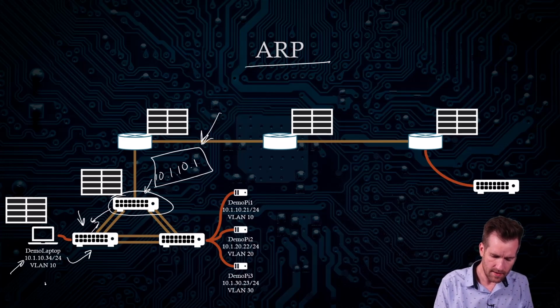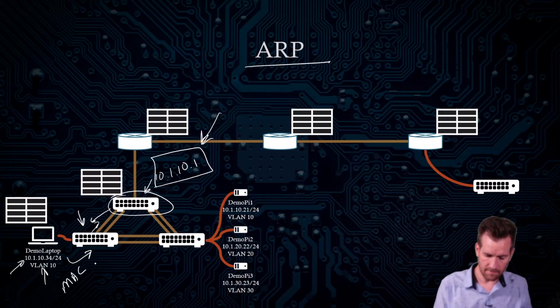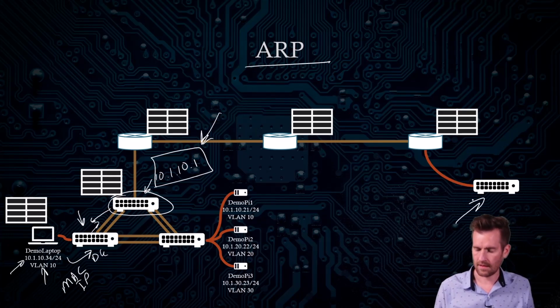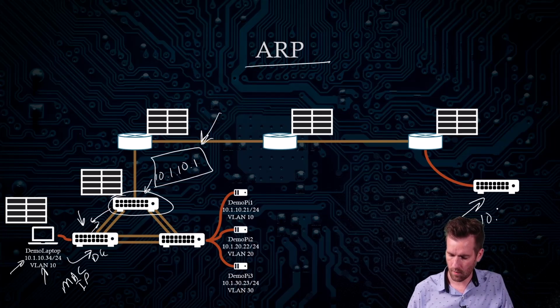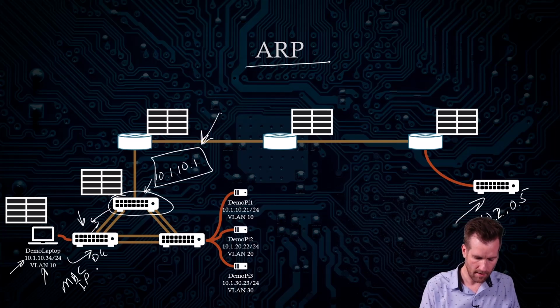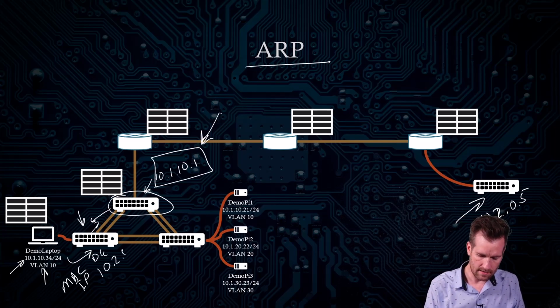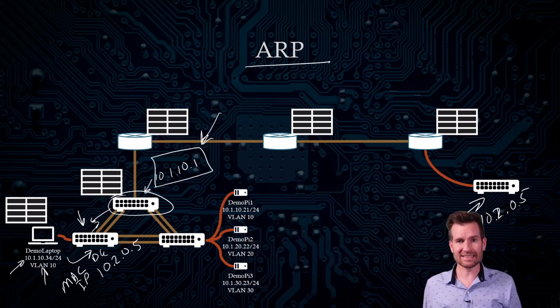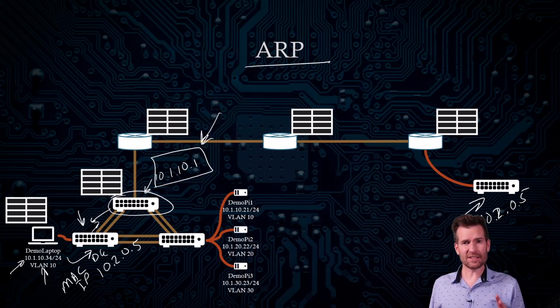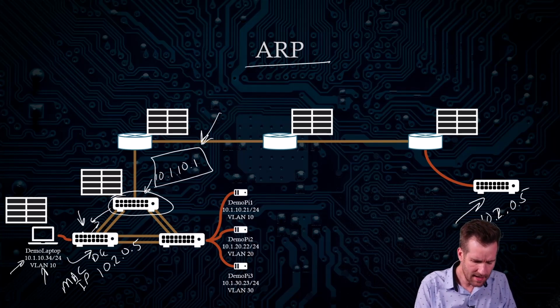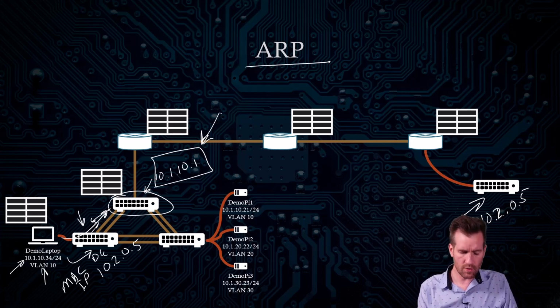And so now this machine right here is going to have the MAC address of the default gateway, and it's going to have the destination IP address of 10.2.0.5, and that is the information that it's going to use to build the packet. One thing to note about when this ARP request and process took place is the frame that was sent through switch 2.